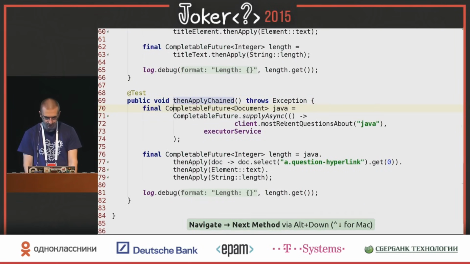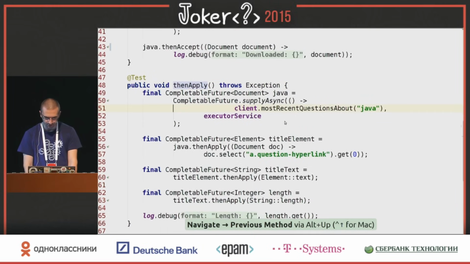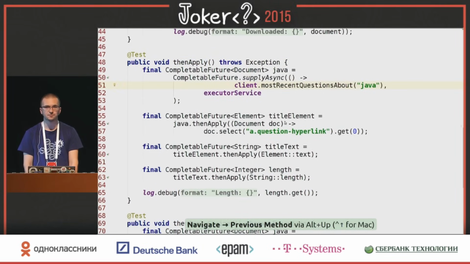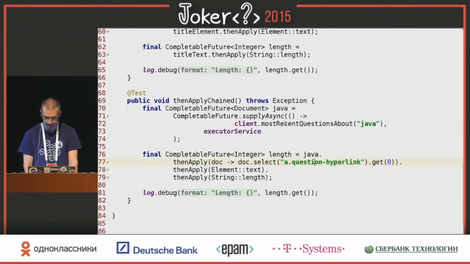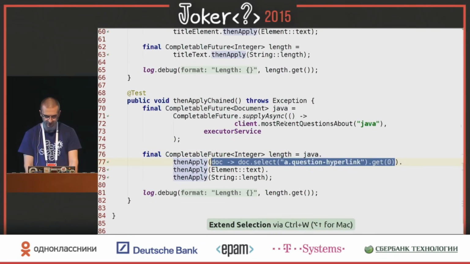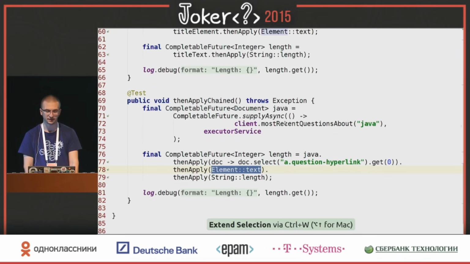So there's a lot of code here and a lot of intermediate futures, but there's nothing preventing you from chaining all of this together. What happens here right now is that we have Java, which is a future of type document, and then we say thenApply first transformation, thenApply second transformation, and then thenApply third transformation.